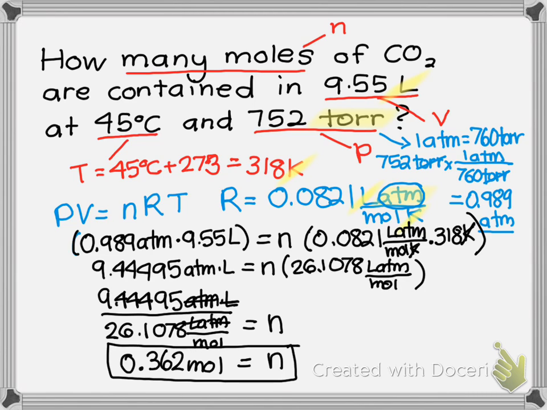The cool thing is, again, it doesn't matter that it's carbon dioxide. Any gas or mixture of gases at these particular conditions would have that same number of moles. Now, if the question asks for grams, remember, the ideal gas law is going to give me moles. So if I want to go from moles to grams, I've got to dig back. Moles to grams uses the molar mass.